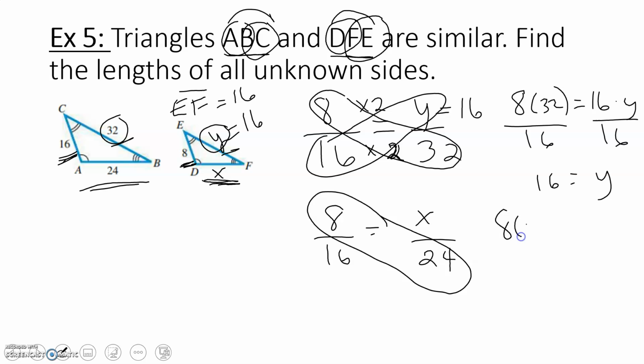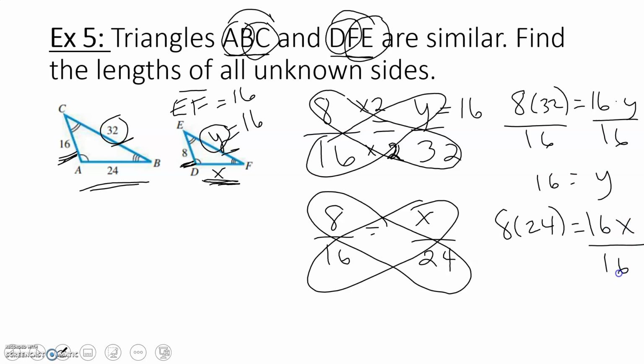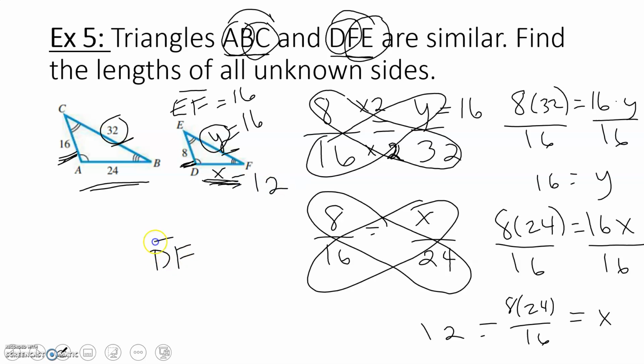So 8 times 24 is equal to 16 times X. And then you will divide both sides by 16. So X is equal to 8 times 24 over 16. If you multiply that out, you will get 12. X is equal to 12. So the side DF would be 12. So we found the lengths of the missing sides. So this X here is 12, this Y here is 16.